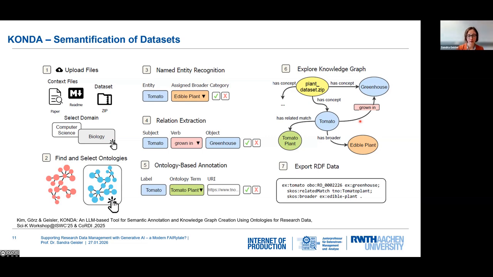We can also export it as RDF data. Okay, and then you can use it as any knowledge graph, explore it, query it, integrate it, and so on, and have the data in a FAIR format, as you have annotated it also with corresponding ontology terms.